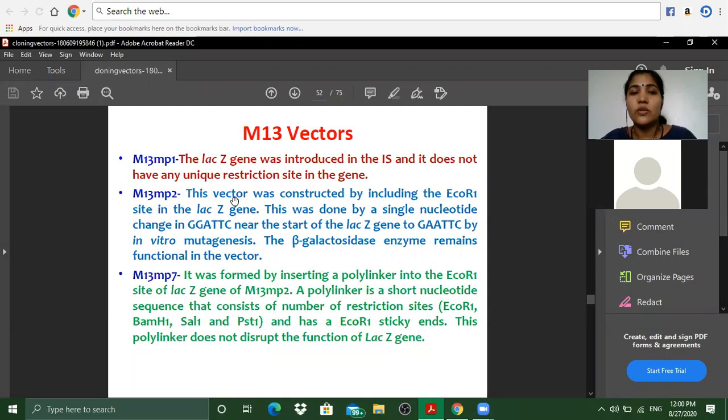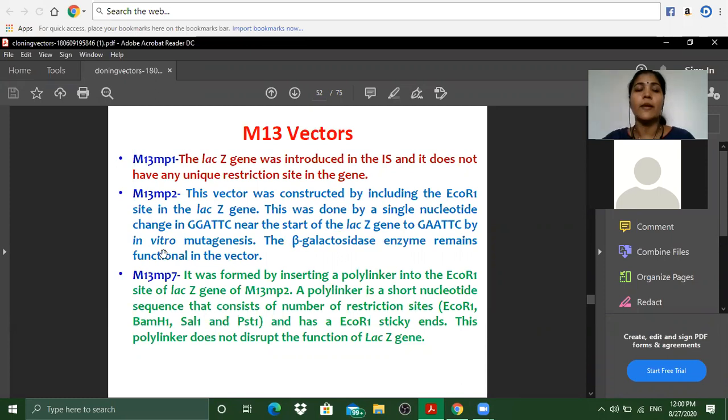Then M13MP2. This vector was constructed by including the EcoR1 site in the lacZ gene, and this was done by a single nucleotide change, GGATTC, near the start of the lacZ gene to GAATTC by in vitro mutagenesis. So they conducted in vitro mutagenesis to change this nucleotide sequence, wherein they inserted one restriction site which will be recognized by the EcoR1 restriction enzyme. The beta galactosidase enzyme remains functional in the vector. Beta galactosidase has a role with the lacZ gene.